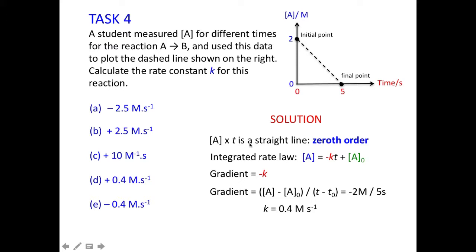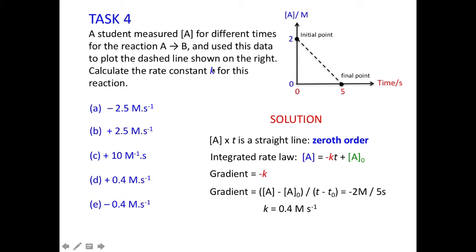Since this is a straight line, the first point you need to notice is that the behavior of the concentration of A as a function of time gives a straight line. So this is a zeroth order reaction. The integrated rate law for a zeroth order reaction we have derived before is given by this expression here, so that the gradient, the slope of this line, is equal to minus k. k is what we want to determine here.